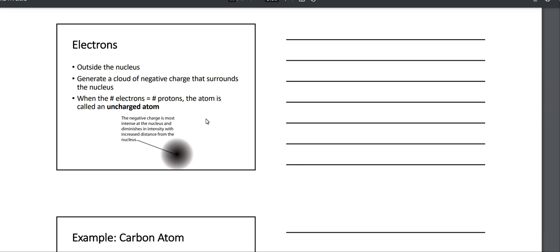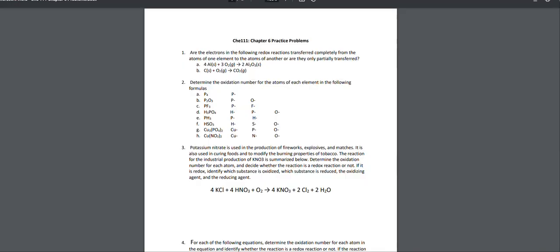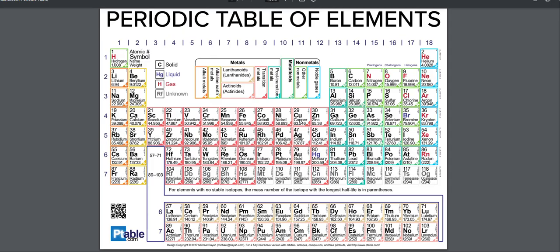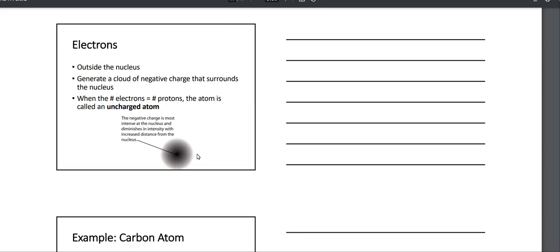And when the number of electrons equals the number of protons, the atom is called an uncharged atom, or we also call it the elemental state. If you go back to the periodic table, something like carbon, for example, the number of protons and electrons are equal, okay, because it's in its elemental state. So I have 6 electrons, 6 protons, the total charge is 0. Then it is considered an uncharged particle or uncharged atom.